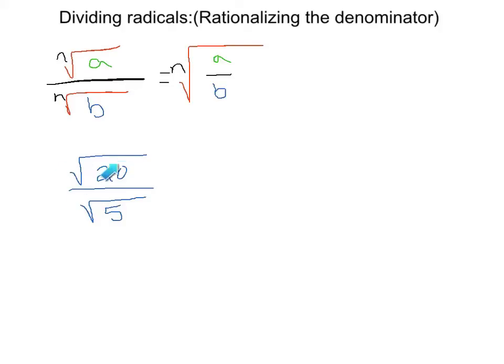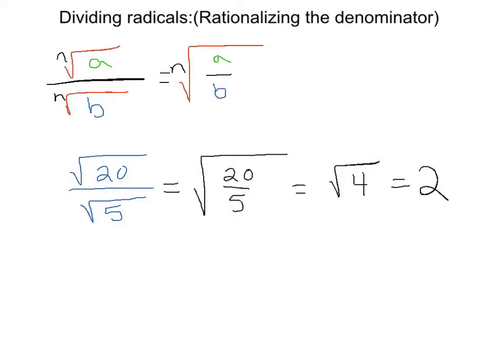Let's look at this first example. I have the square root of 20 divided by the square root of 5. By themselves, 20 and 5 are not perfect squares, so we would have to do something a little more difficult if we didn't know this rule. But we can say 20 divided by 5 reduces to 4, and so we have the square root of 4, which is simply 2.